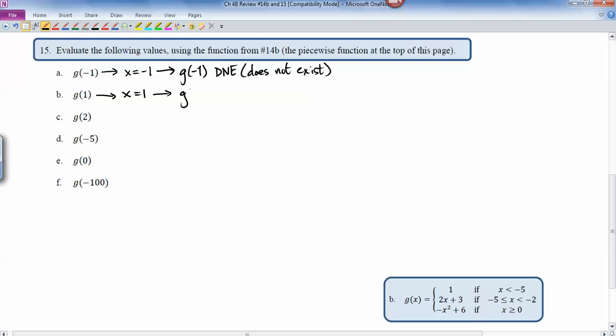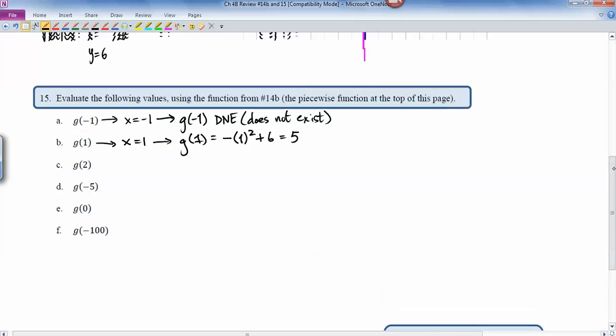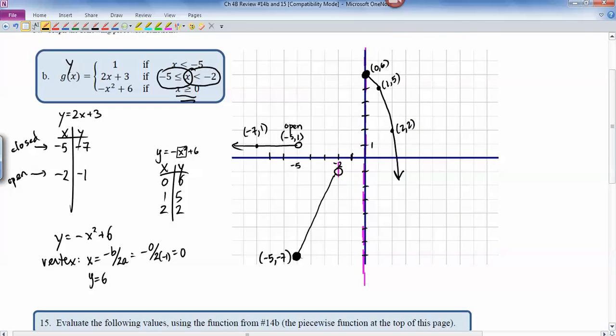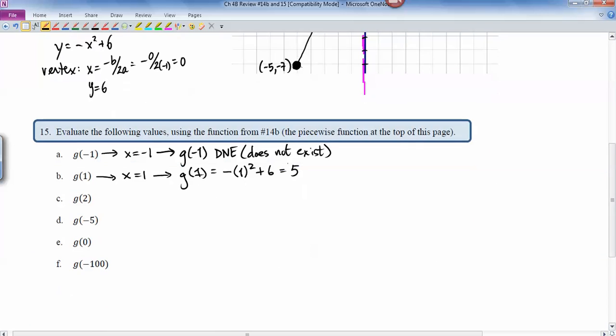Well, if x is 1, then the g I'm supposed to plug it into, 1 is bigger than 0. So that fits this, which means I gotta use this part of my equation. So g of 1, plugging it into the bottom equation, is -1² plus 6, which is gonna be 5. And if you went up and double checked, when I plugged in 1, I got 5 on my graph. So that's right, 5. Okay, let's keep going with this.